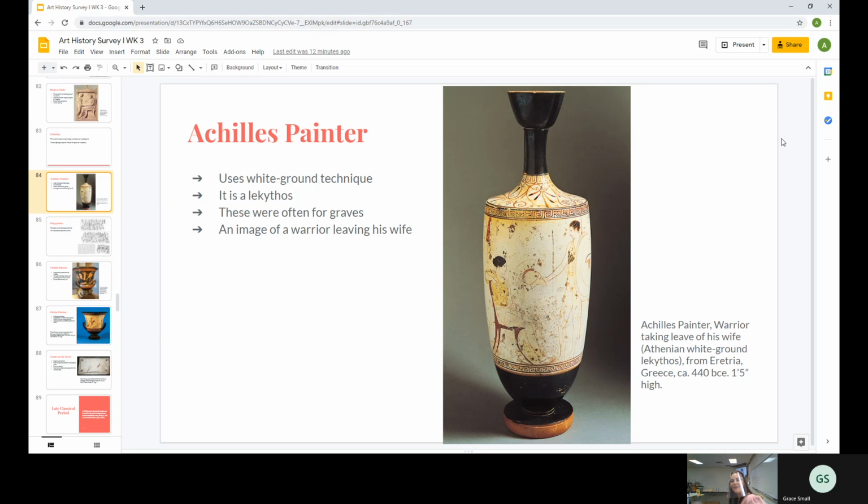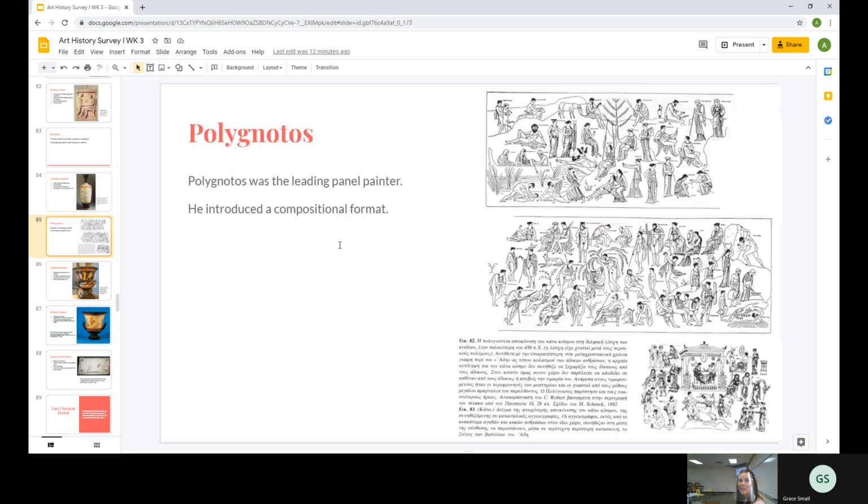He is going off, well, I mean, it's called the Achilles painter, but it has to do with a warrior. This warrior is going off and saying goodbye to his wife. Possibly for the last time. This could have possibly been a grave marker. On to some more interesting wares.